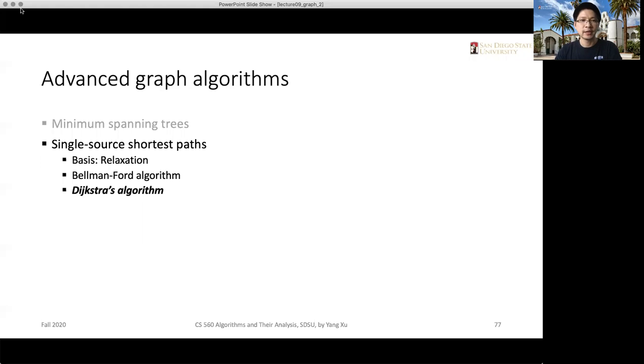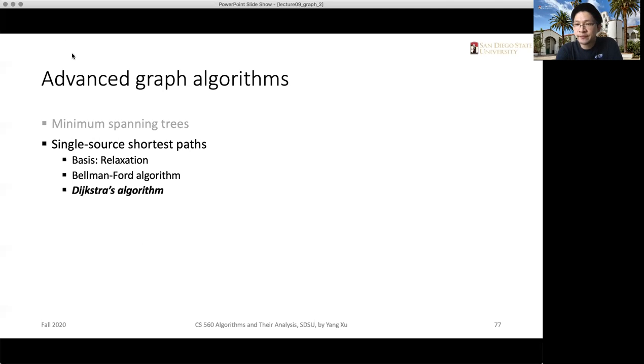So today we're gonna introduce the last algorithm for the single source shortest path problem. It's called Dijkstra's algorithm, which is the name of the inventor of this algorithm. And let's look at this algorithm first.